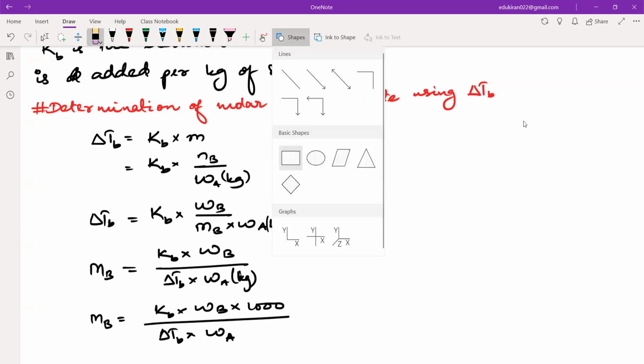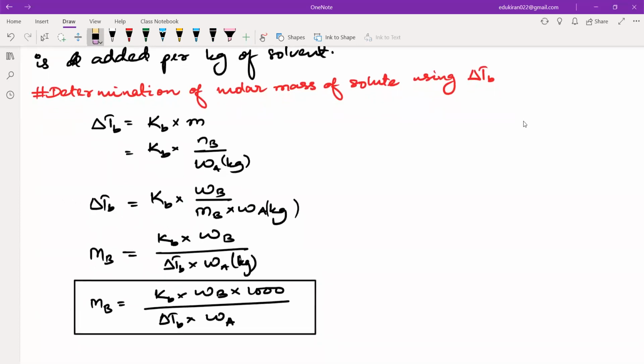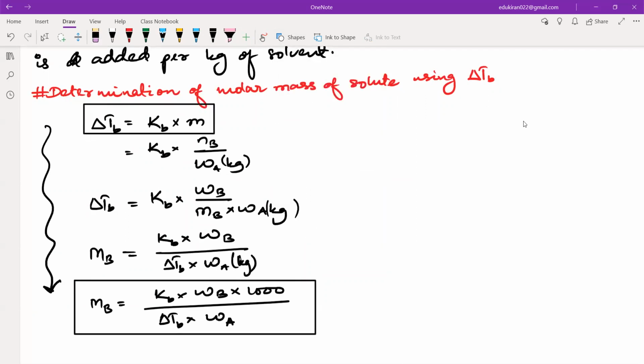Is this clear? Yes or no? Please tell me, guys. Yes, sir. Okay. Again, this formula is not very important. This whole topic is important. You have to know how this formula has come into being. And the most important formula is this one, delta TB is equal to KB into M. I'm not saying that you will not be using this formula anyway. I'm saying that it is not the most important formula. What is the most important formula? This one. You have to remember this no matter what.